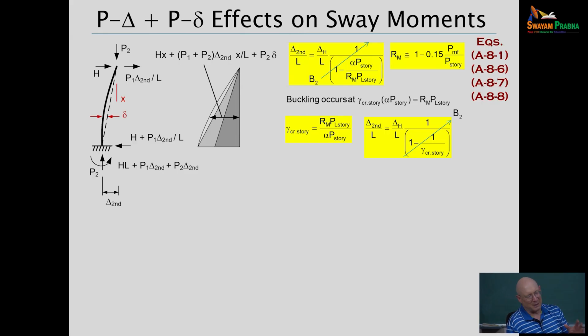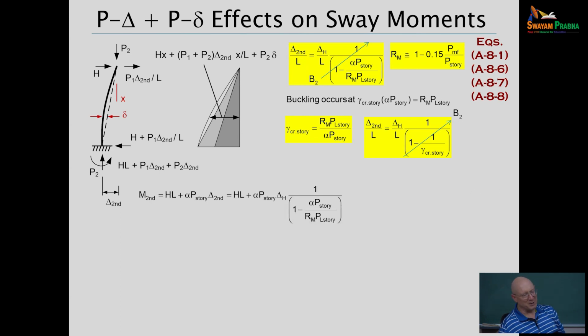1 minus P story over RM PL story. Okay? So my question is, if I include the small delta effects, will it say that my frame will buckle at a smaller load? Smaller load, that's correct. This P small delta, just like the P large delta, is destabilizing when we have the downward load. And so writing things in terms of the drift ratio, we could write it as, well, B2 is simply the same form again, 1 over 1 minus 1 over gamma critical story.